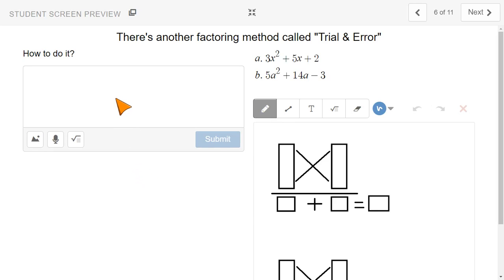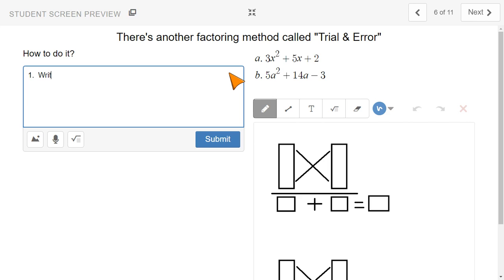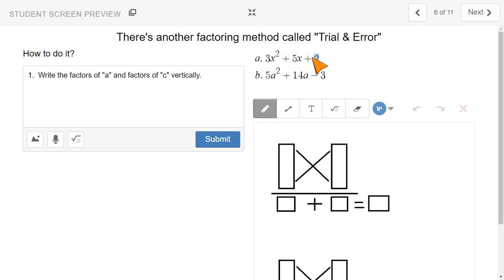The second method for solving tricky trinomials is called systematic trial and error. In this method, we're going to use trial and error to help us find our B term. So in our first step, we're going to write the factors of A and factors of C vertically. Let's take this equation, put it right here.